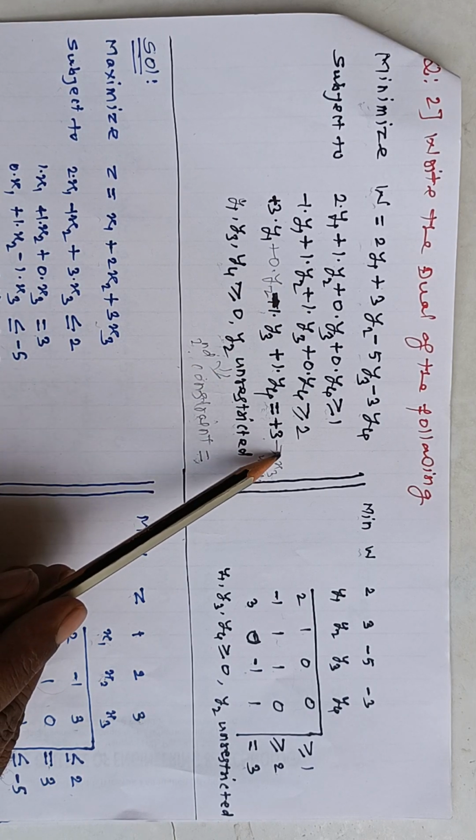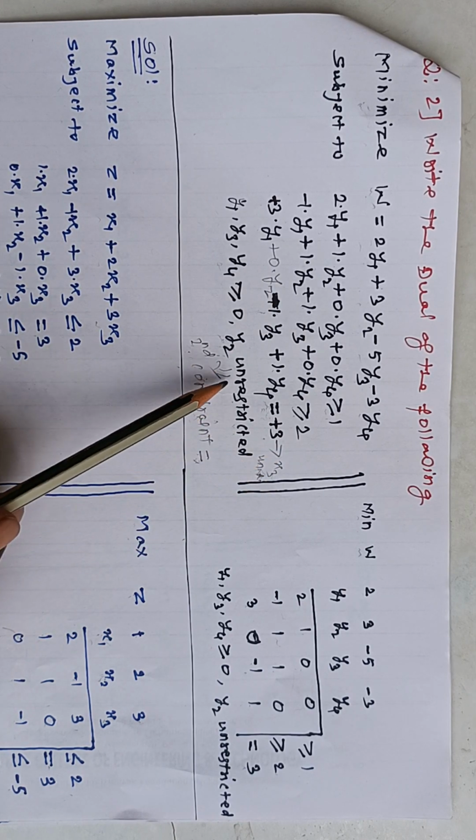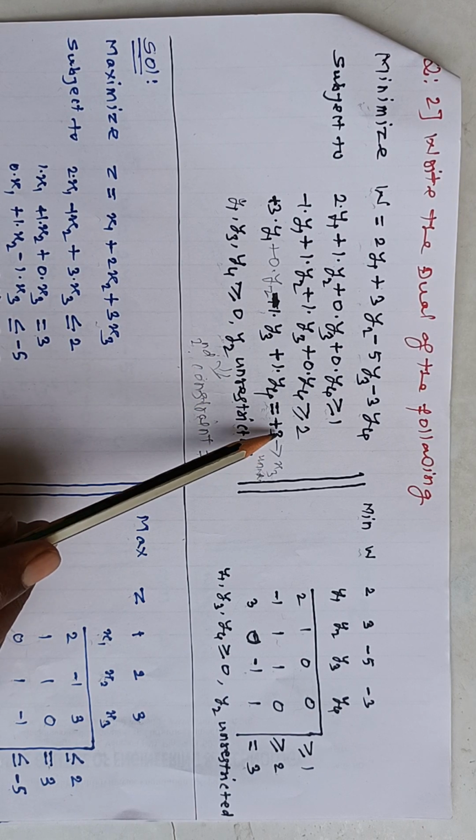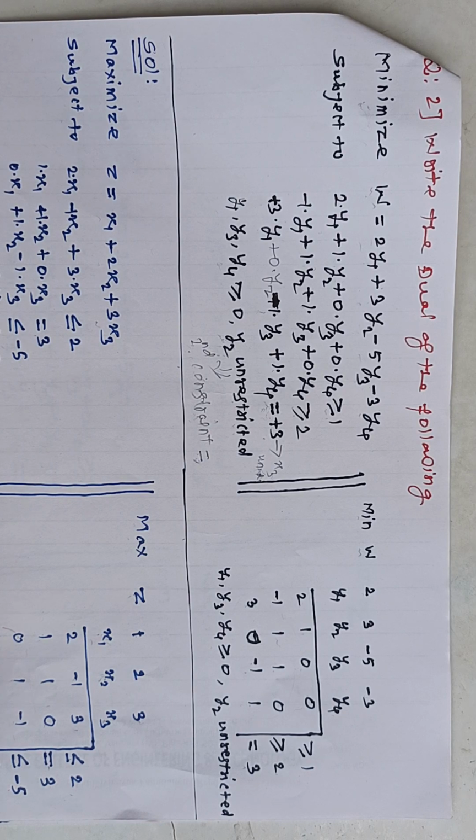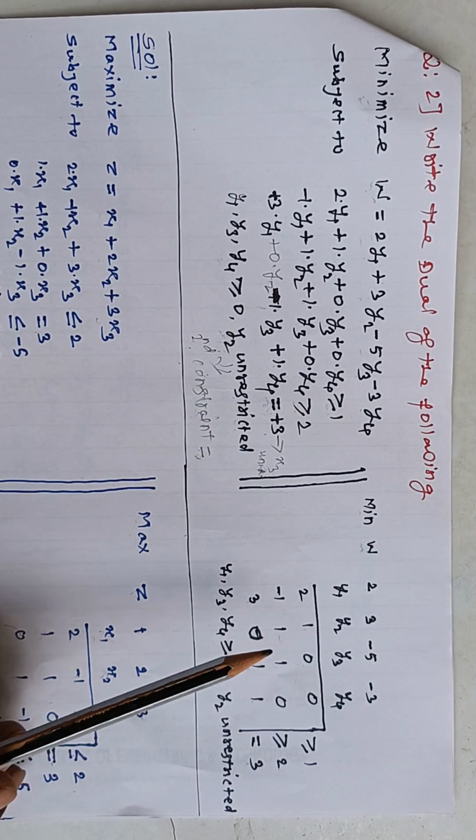अनरेस्ट्रिक्टेड से कंस्ट्रेंट में चेंज होता है, अनरेस्ट्रिक्टेड वेरिएबल से, और इक्वल टू साइन वाले कंस्ट्रेंट से वेरिएबल में चेंज आता है, वेरिएबल अनरेस्ट्रिक्टेड बनता है. ओके, नाउ इट्स टेबुलर फॉर्म.